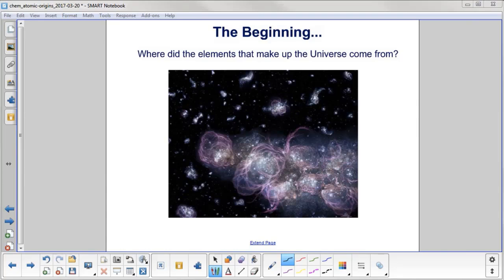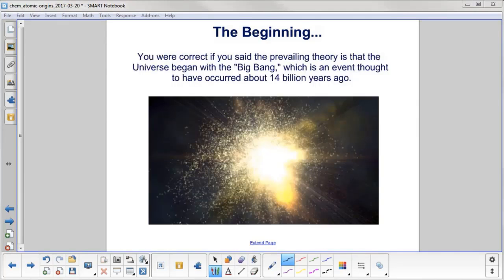Where did they all come from? Where did all these elements that make up the universe come from? If you said that the prevailing theory of the origin of the universe is that the universe began with the Big Bang, which is an event thought to have occurred about 14 billion years ago, or more exactly, if you watch the Big Bang Theory on TV, 13.7 billion years ago, you're correct.